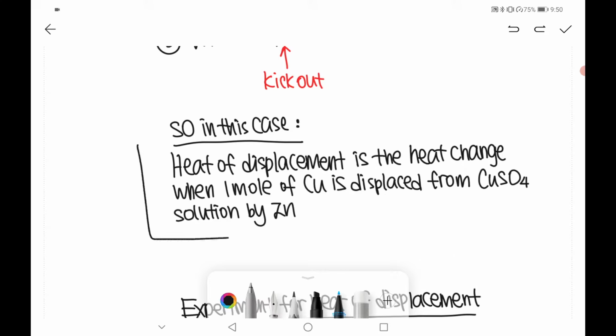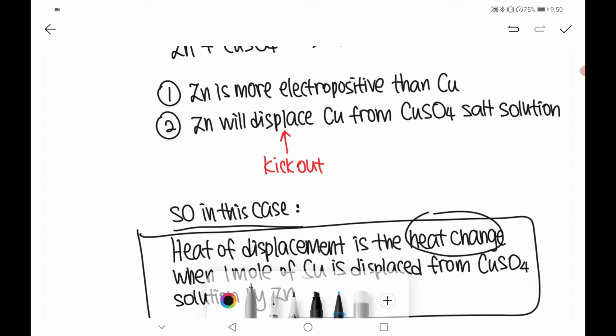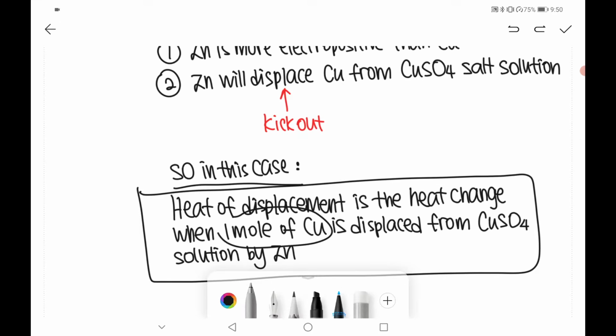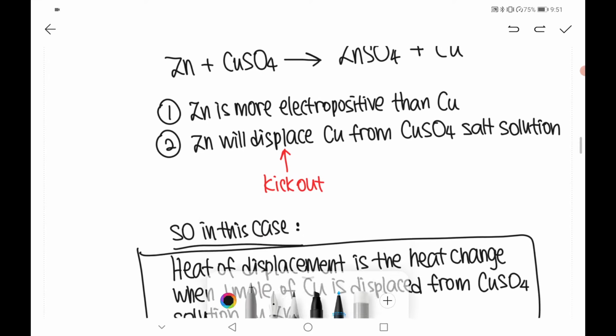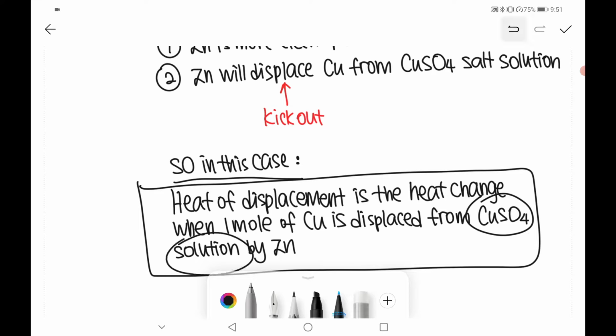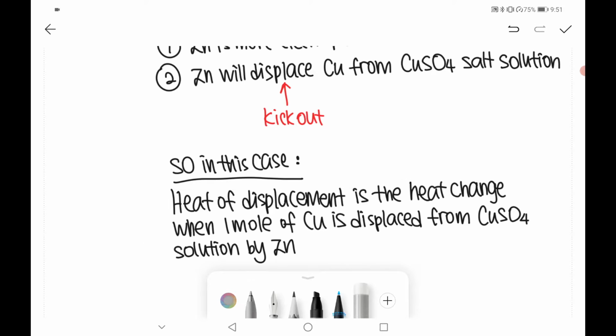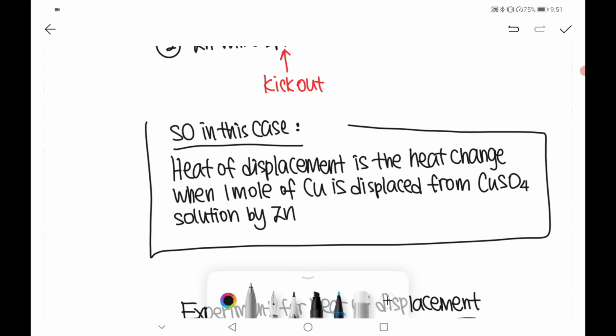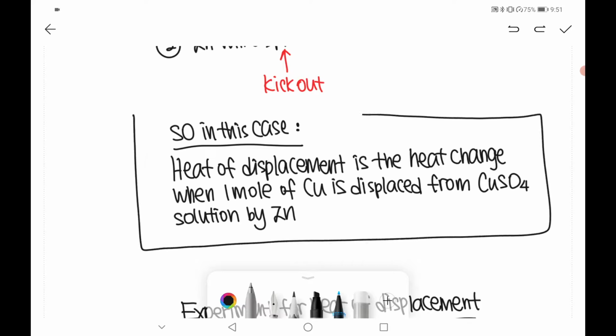I hope you can understand what the heat of displacement is for this equation. Heat of displacement is the heat change when 1 mole of copper is kicked out from copper sulfate solution. Who kicked the copper out? Zinc. That is what we need to know. It's not very hard. Most importantly, understand the concept behind it, then you will be fine.